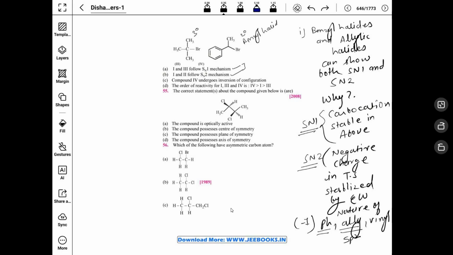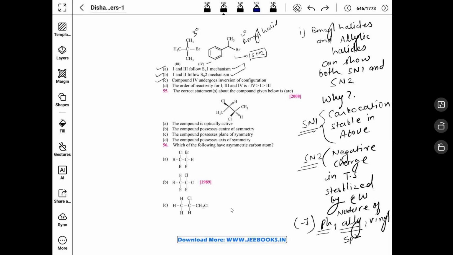Both are correct. Now, compound 4 undergoes inversion of configuration. Yes, it can undergo inversion of configuration through the SN2 pathway. As we discussed, it can show the SN2 pathway, so it can go through inversion of configuration. So 1, 3, these are correct.